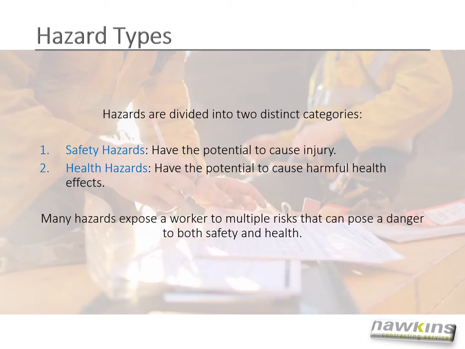Hazards are divided into 2 distinct categories. First, there are safety hazards, which have the potential to cause injury. Second are health hazards, which have the potential to cause harmful health effects. Most hazards expose a worker to multiple risks that can pose a danger to both safety and health.